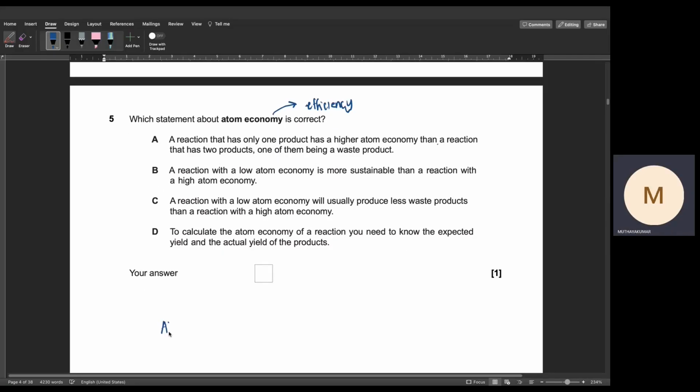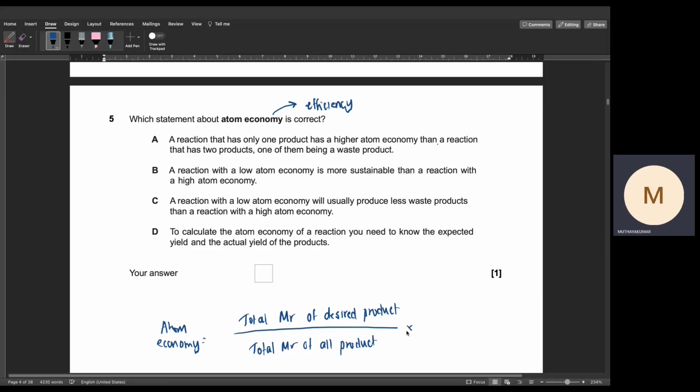So we can review the equation for it. Atom economy can be calculated by taking the total Mr of your desired product, so the product that you're interested in, divided by the total Mr of all of the products that are produced in that process. And atom economy is a percentage, so we need to multiply this value by 100.